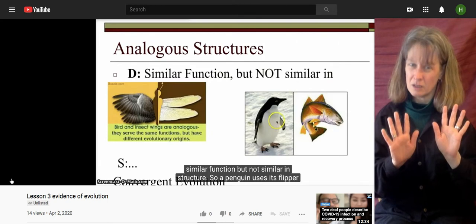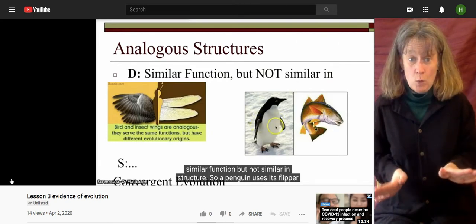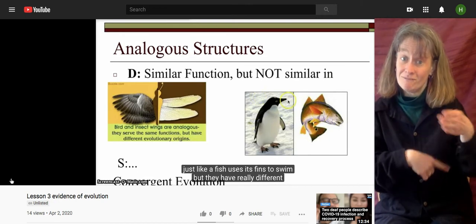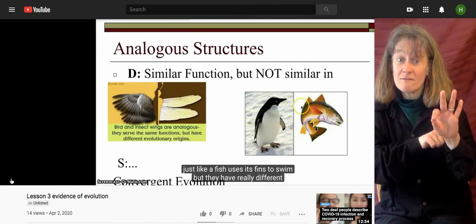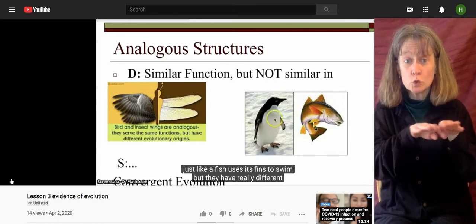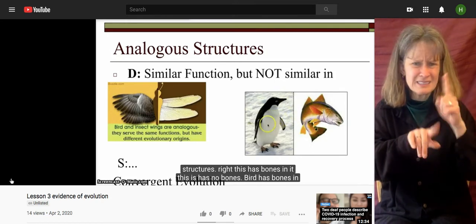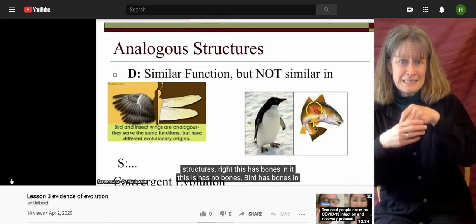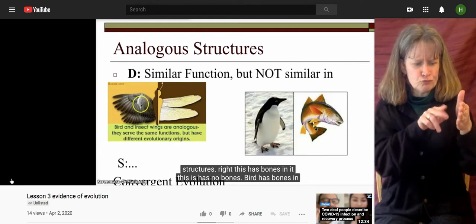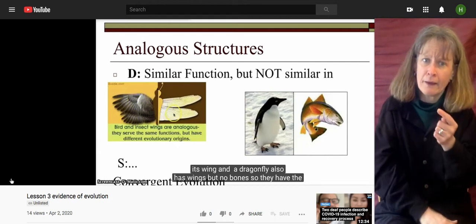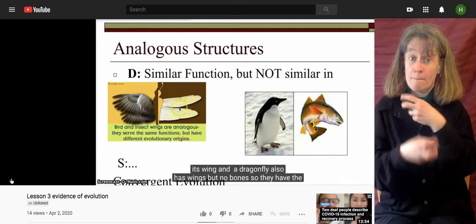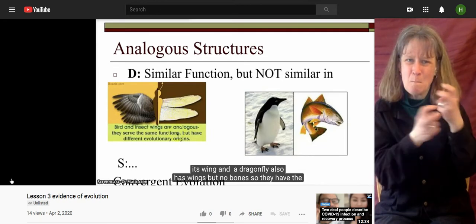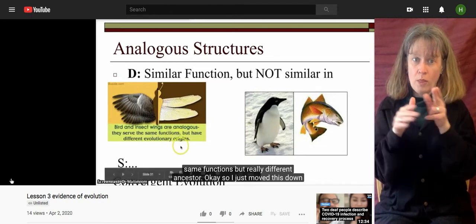So a penguin uses its flippers to swim. A fish uses its fins to swim, but they have really different structures, right? This has bones in it. This has no bones. A bird has bones in its wing, and so does a dragonfly. It also has wings, but no bones.